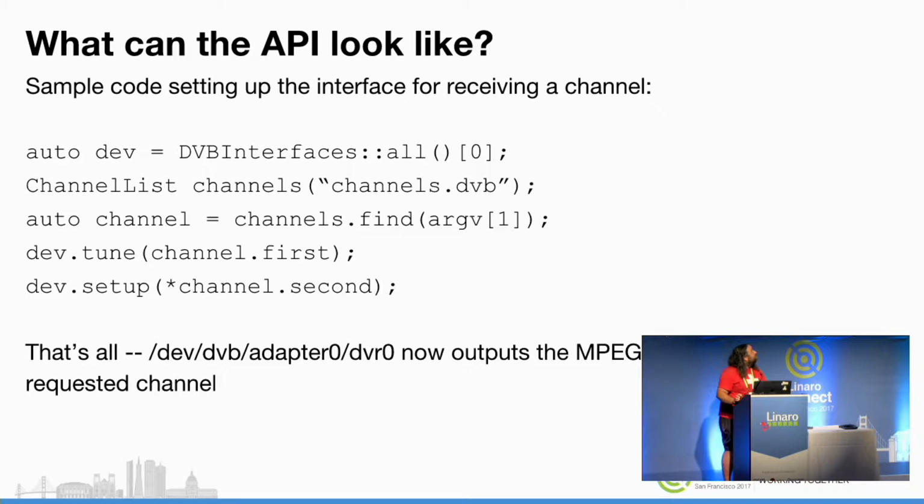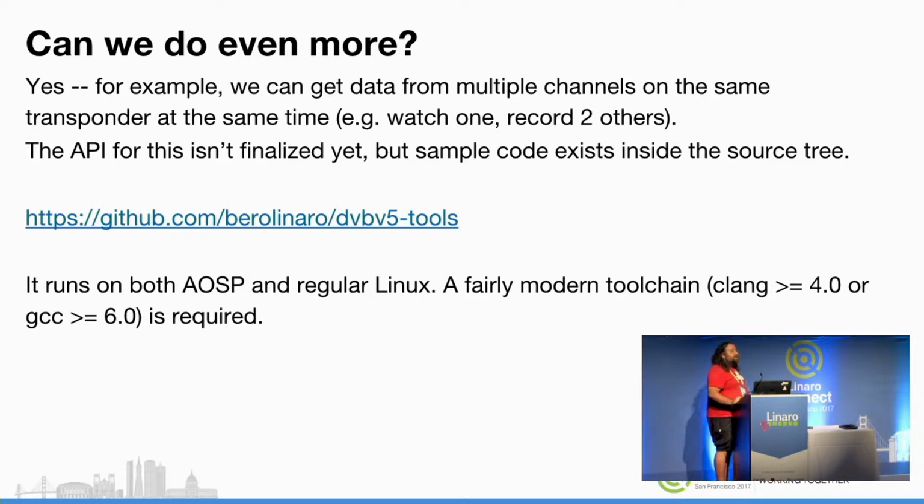There's more things we can do, like set up a transponder filter for multiple channels at the same time. So we could, for example, watch one channel and record two others as long as they live on the same transponder. The API for that isn't completely finished, but sample code already exists and is available in the Git repository.